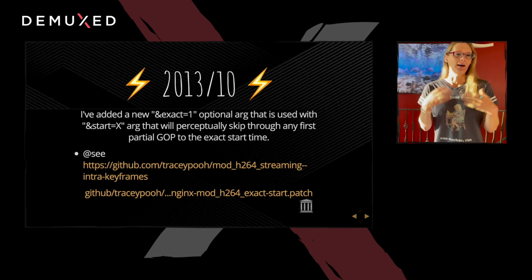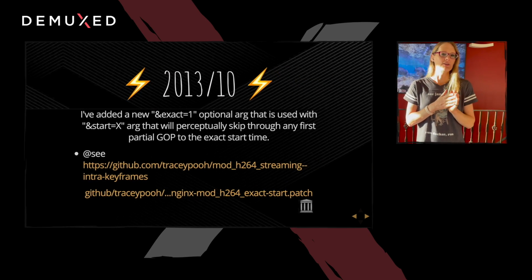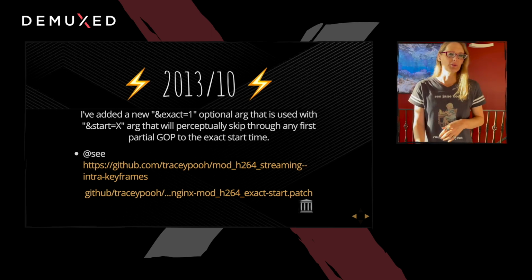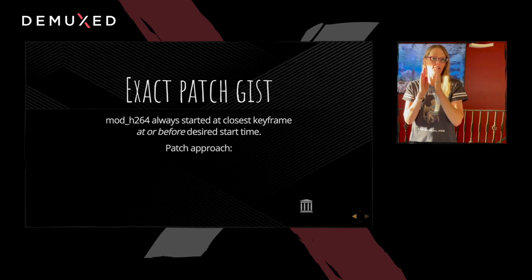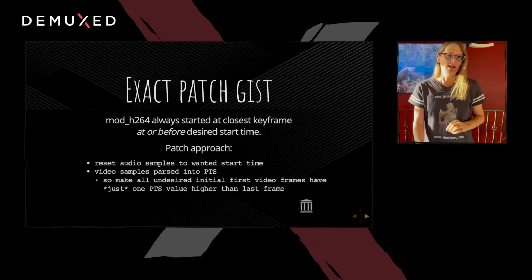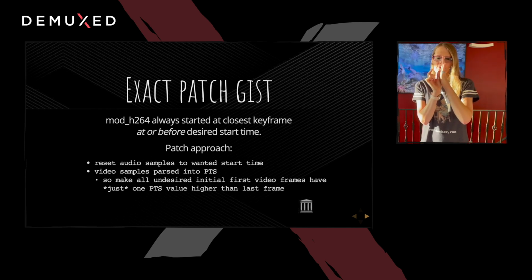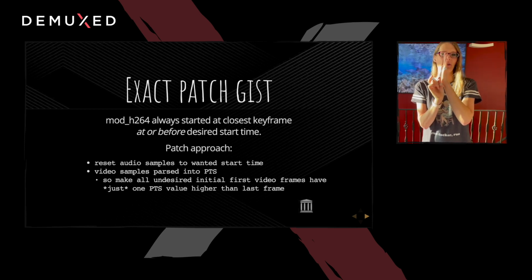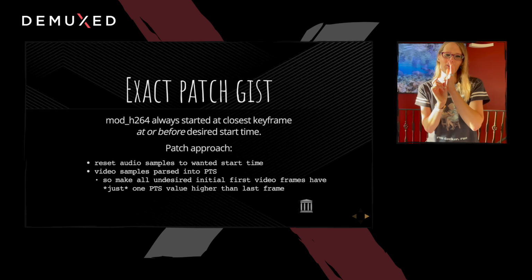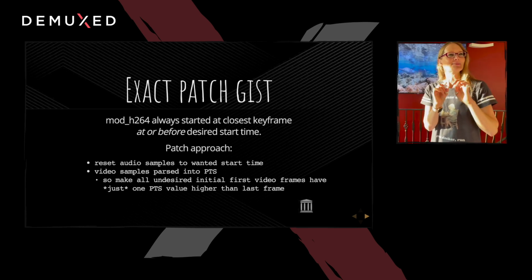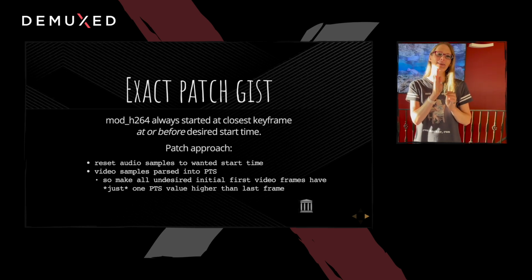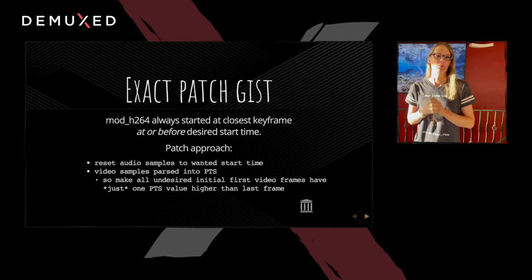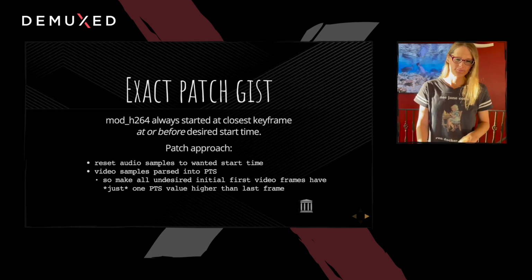And in 2013, I came up with this idea of this exact start, so it will perceptually go through. You can see the original patch here, but we're going to talk about that in a second. So again, look for that closest keyframe at or before your desired start time. And the patch approach is to take those audio samples and just throw them out, so just get rid of them and move up to where you want to be. Then take those extra video samples and make them all have a PTS value that's more than the frame after it. So each frame is going 1 PTS point further in time as opposed to 1,001 PTS points. We'll talk about that too.